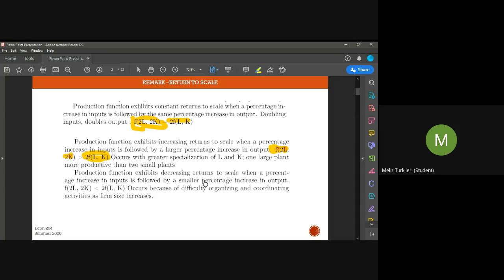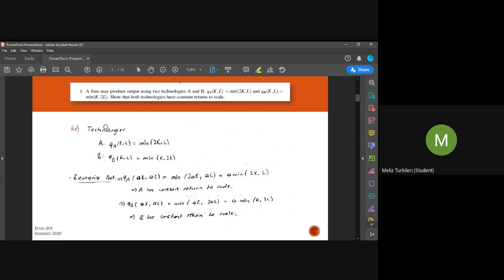What about the decreasing return to scale? It is the opposite version of the second part. Again, we have a production function, and if we double the labor and capital, we will observe that our output will be less than the double of the initial output level. Then we can argue that this is decreasing return to scale. So that's a small remark for our questions. Let's start with the first one.